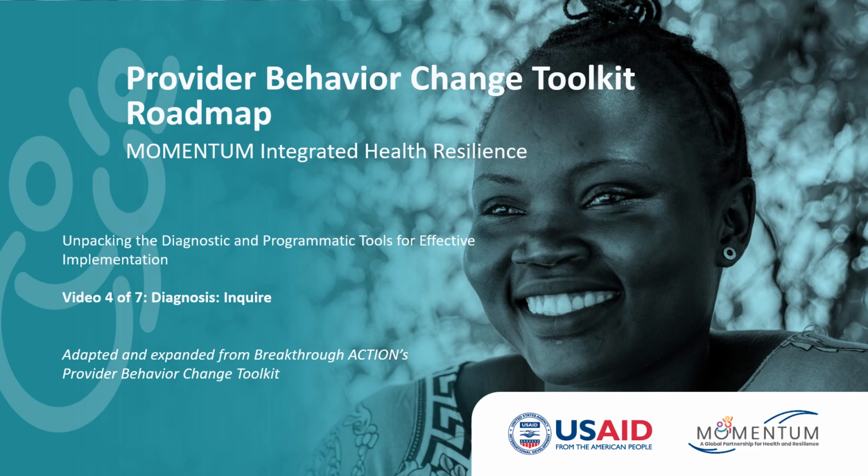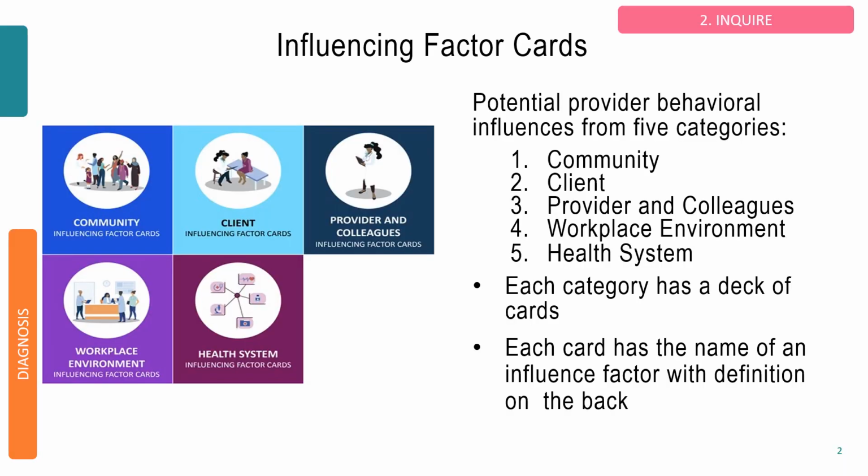Here we are at video 4 of 7, where we are in the diagnostic phase of Inquire. As in the provider ecosystem, there are a lot of different factors that influence provider behavior. In this toolkit, 5 have been selected: community influencing factor, client influencing factor cards, provider and colleagues, workplace environment, and health system influencing factor cards. Each one has a slide deck, a front and a back, and I'll walk you through those now.